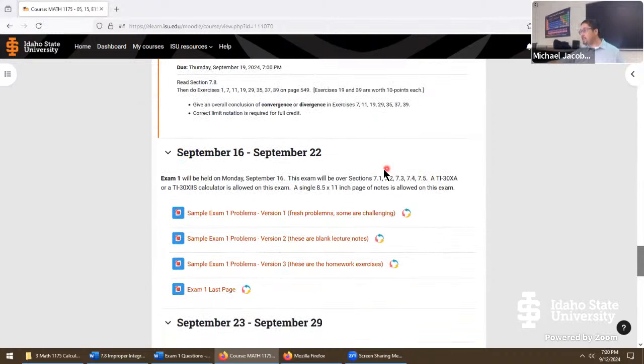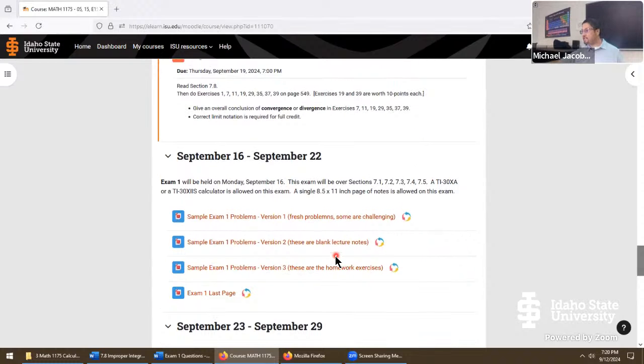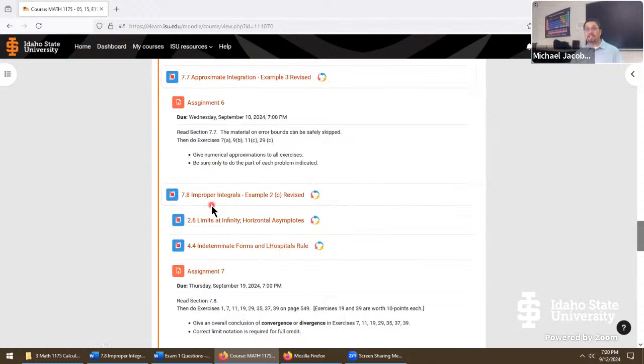So our upcoming exam, again, is just over those sections. And what we'll do now is switch gears and go to section 7.8, dealing with improper integrals. Good news there is we're still integrating, so we'll look at integration by parts inside this document.